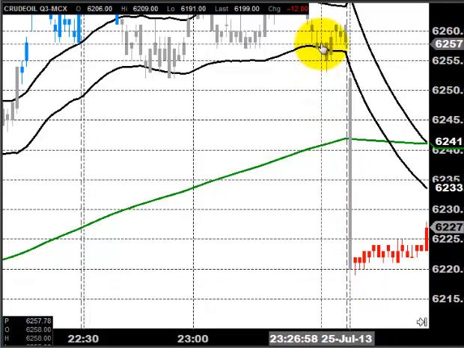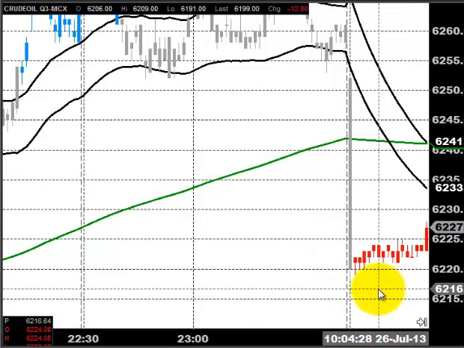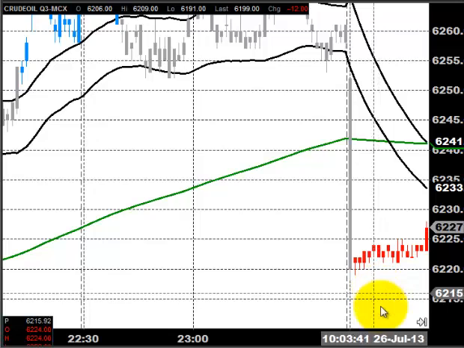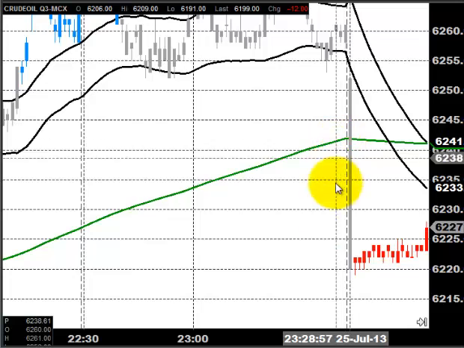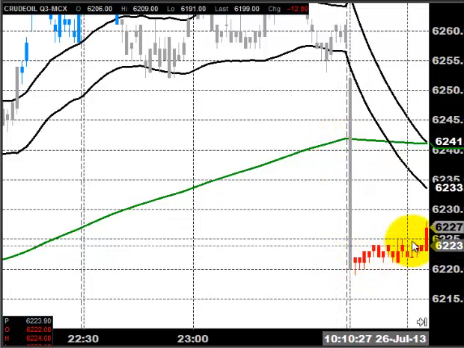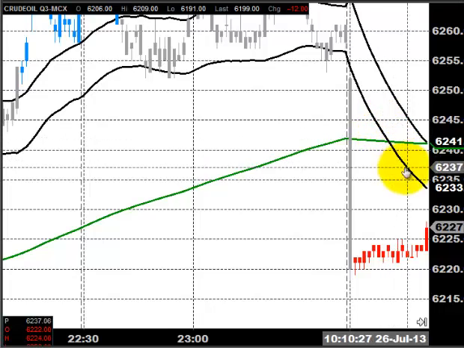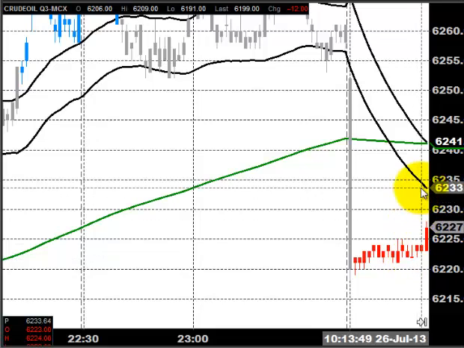Whenever I place the cursor on any particular candlestick, you can see the date and time below. As we had informed you earlier, and so many times we had told you, when the price is opening with a gap up or gap down, what you should do is wait for the price to just touch this band, the first band. If the price is going to touch, this is going to be an entry point.